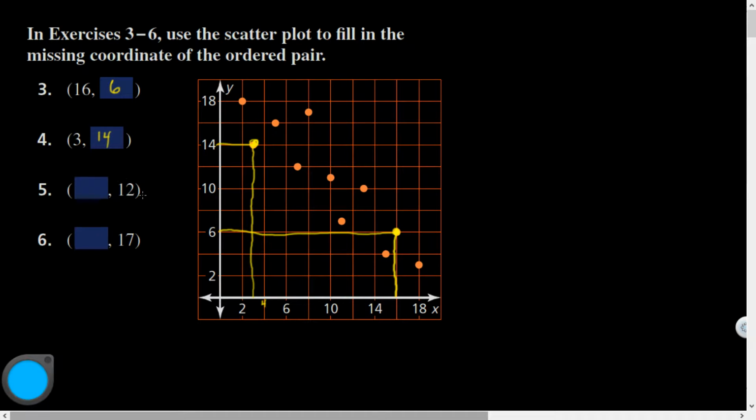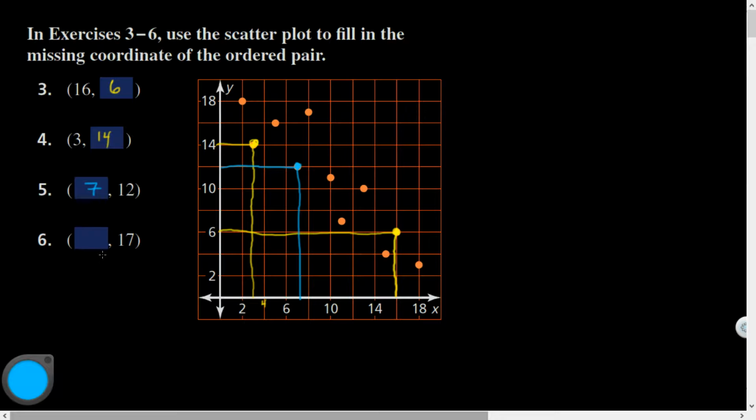All right, let's work in the other direction. What if I know a y-coordinate is 12? So I go up to 12: 2, 4, 6, 8, 10, 12. Moving across, moving across, moving across the line. And then, yeah, trace this down. Looks like 7.